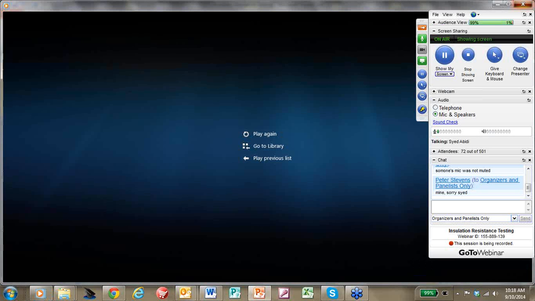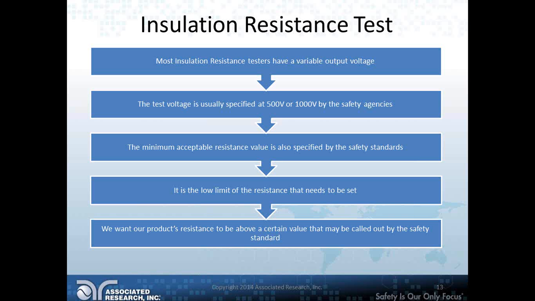Once again, unlike a Hipot test where we set high and low current limits or thresholds, for the insulation resistance test, what is more important is the low limit for the resistance, because we want the resistance of our product's insulation to be at least some value that may be called out by an internal company requirement or the safety standard.